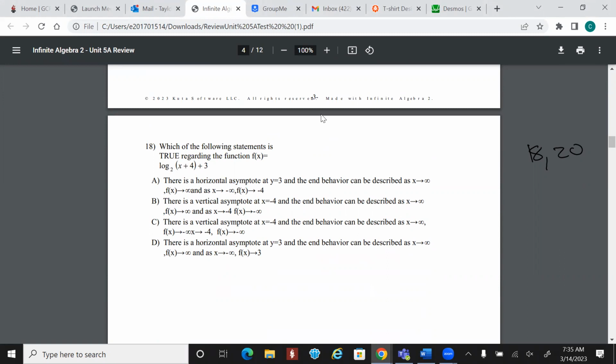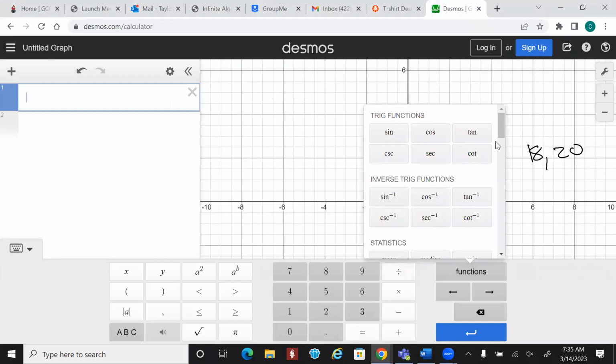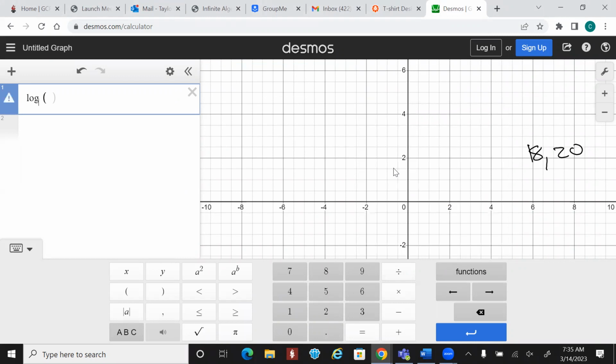First thing I'm going to do is go ahead and graph this bad boy. All right, so I'm going to go in here, go to functions, scroll down, and it's log of base 2 of x plus 4. Make sure you use your parentheses because that changes things. Plus 3.